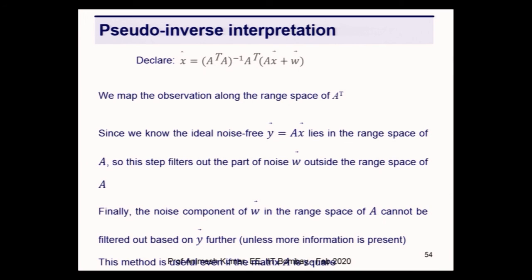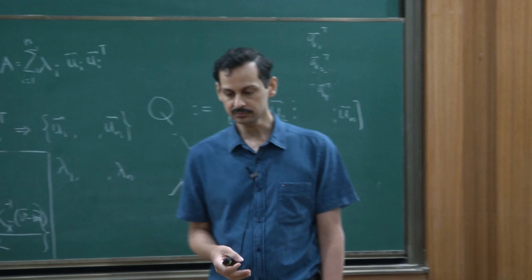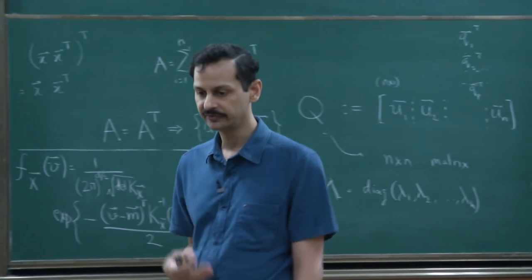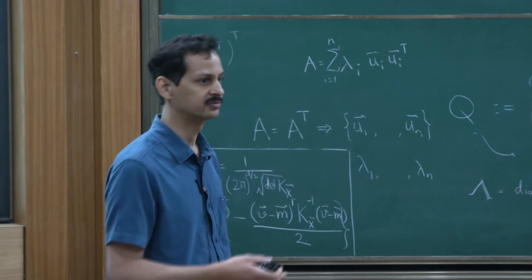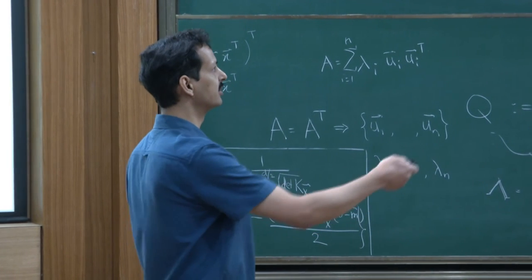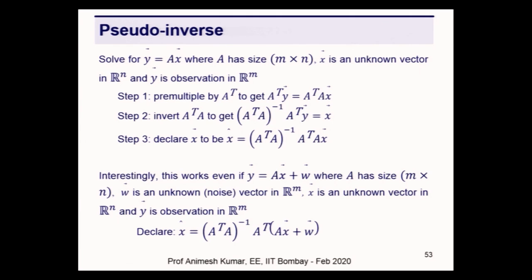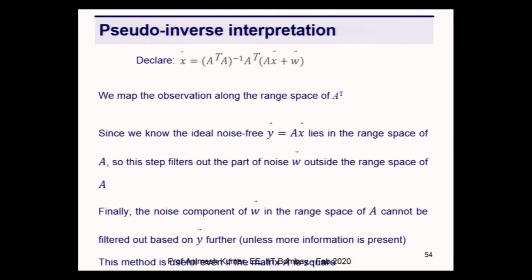So what is range space? Look at A transpose. That's going to give you column vectors, and the linear combination of the column vectors is what you are going to observe, that we know. That's because of this equation. So I know that the Y vector is always going to lie in the range space of A transpose. Now we know that the ideal or noise-free Y vector lies in this range space of A.